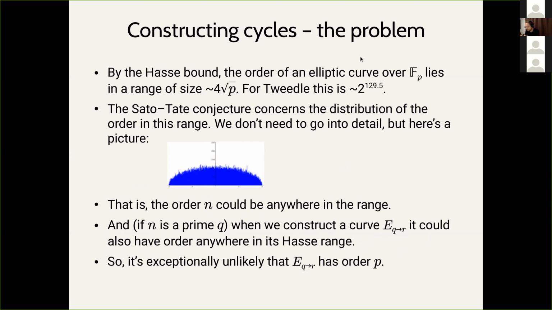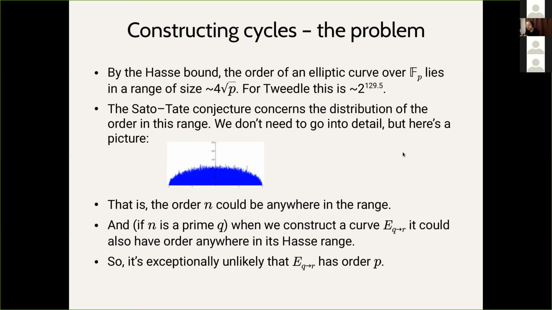So what's the problem with constructing cycles? We have something called the Hasse bound, which determines what range the order of an elliptic curve can fall into. If you have a curve over Fp, then its order is going to be approximately the same size as p, but it can vary by something that depends on the square root. So if you have a 255-bit curve cycle like Tweedle, then the order of each curve lies in a range that's 2 to the 129.5. So that's obviously a huge range.